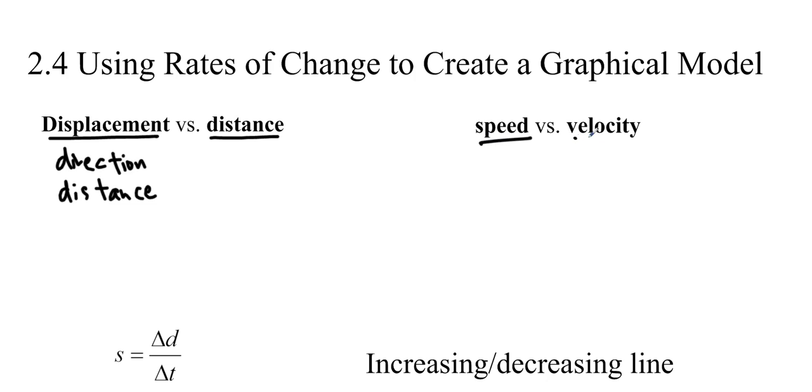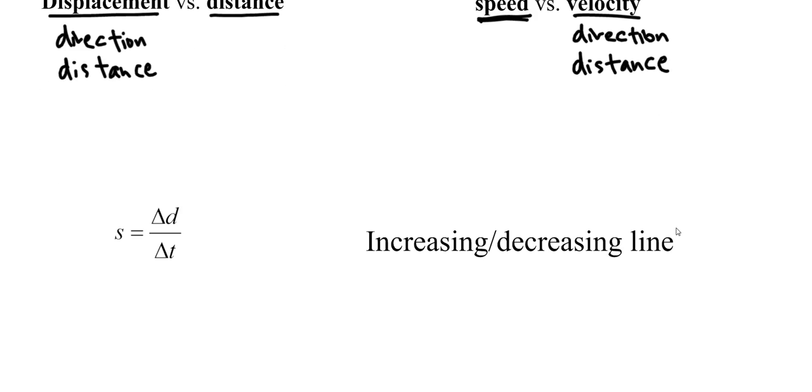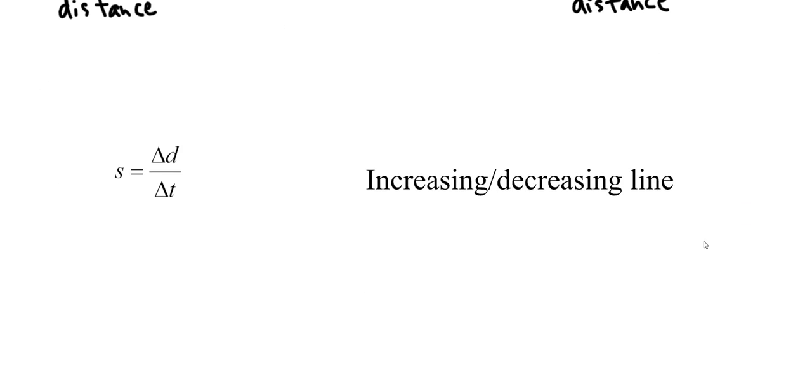Speed versus velocity is basically the same principle. Speed is just the number part, the scalar part, and velocity has to do with directionality. So what is the direction that that person is going? Are they going forwards or are they going backwards? So that is the difference between displacement versus distance and speed versus velocity. Just another reminder, you have to know that speed is equal to distance over time, and that's a really important formula to know. And then we're just going to quickly review the increasing versus the decreasing line.